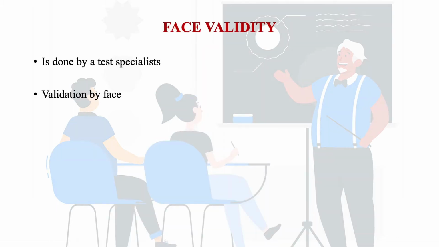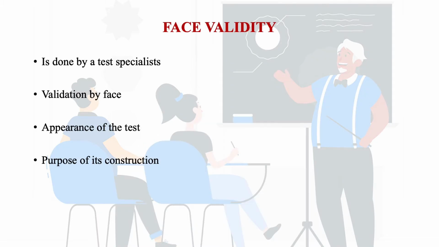the specialist or the subject experts say that yes, the tool looks like a tool of achievement or a tool of intelligence or a tool of aptitude, then you can say that your tool has face validity. So this validation process is done by face, that means by looking, without going through the detailed construct, without going through the detailed content of the items of the tool, you can just establish the validity of the tool.